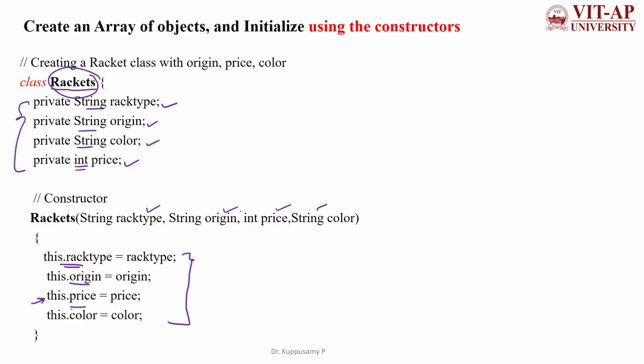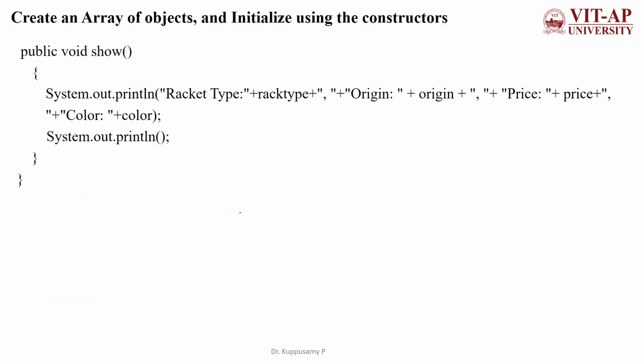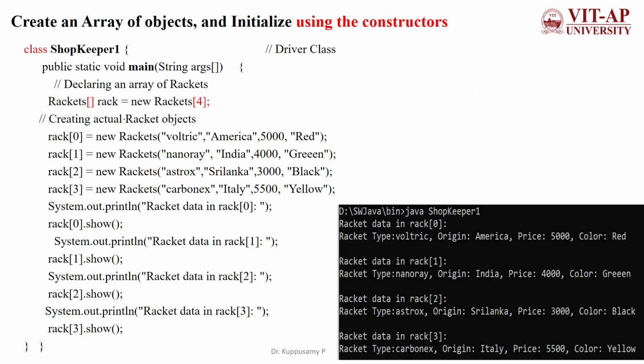Here to this Racket constructor, we are going to assign the values by using the main method. So inside the main method, we are going to create the array of objects by using the class Rackets, which is defined inside another class Shopkeeper1. So this is the driver class. Why it is called a driver class? In the sense, whichever class which is having the main method, then that class is called driver class.